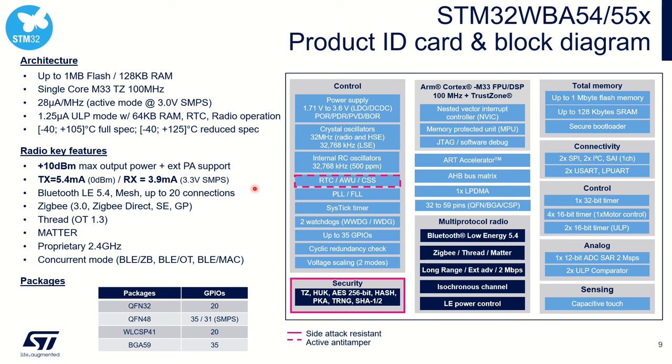If you look at the block diagram now, you can recognize the memory block here. Very standard connectivity, serial connectivity protocols, some control timers, a small analog block, sensing block here, a rich multi-protocol radio that is supporting the latest BLE 5.4, but also 802.15.4 with Zigbee, Thread, and Matter. The core here with all the different accelerators, the low power DMA, and all this control stuff here.